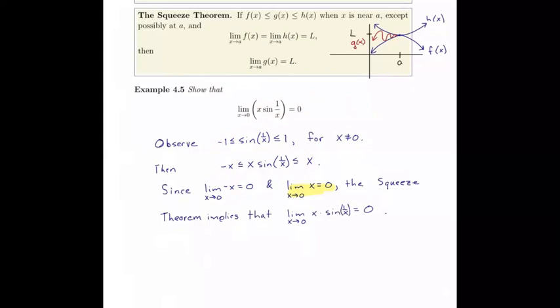So the squeeze theorem now is in place. We have that the limit of our function on the left is equal to the limit of our function on the right. And we see that our function in the middle is stuck between those two. So the squeeze theorem automatically implies this result at the bottom, that the limit of the function we're given is actually equal to 0.